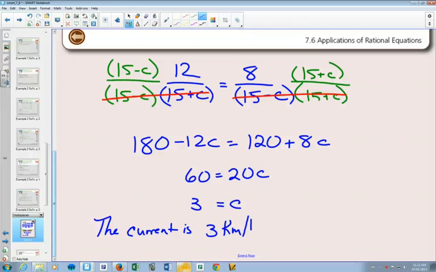What are our units? Kilometers per hour? Is that the units we're using? Yes. What are our non-permissible values? C can't equal 9. C can't equal 15.